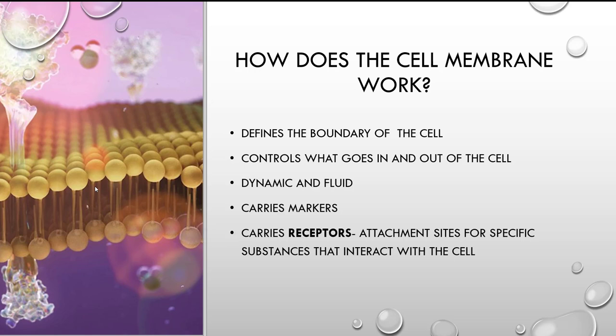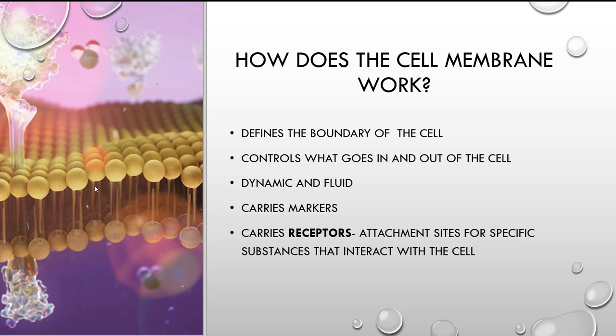So attached to the cell membrane are receptor sites, and they are specific attachment sites for specific substances. Those attachment sites will attract certain substances that the cell needs. If a cell needs a specific protein, it has a specific receptor site for that protein, or a neurotransmitter or hormone, whatever. So it has a specific receptor site.